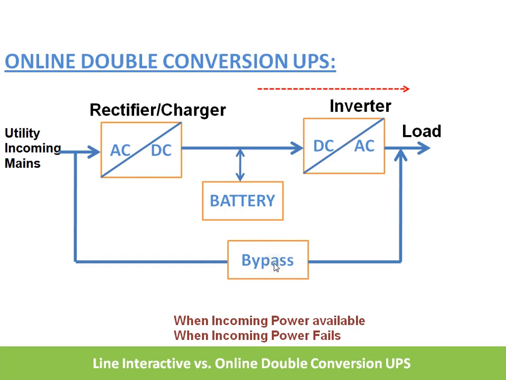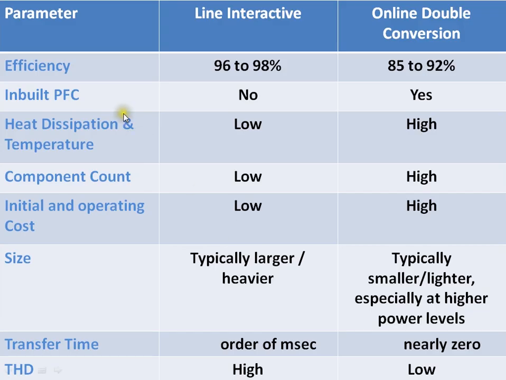And there is a bypass, so whenever any problem occurs with the UPS system, the load can still be put into operation by using this bypass switch. So these are the differences between the line interactive and online double conversion UPS topologies. This is for low kVA UPS systems up to 5 kVA. Above 5 kVA, only the double conversion UPS topology is preferred because of its advantages.